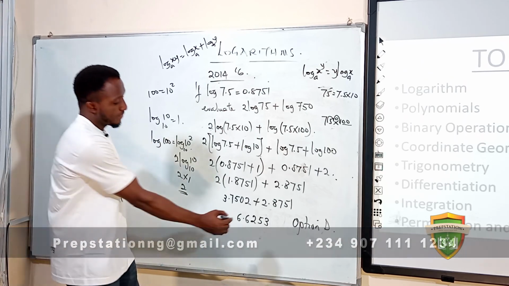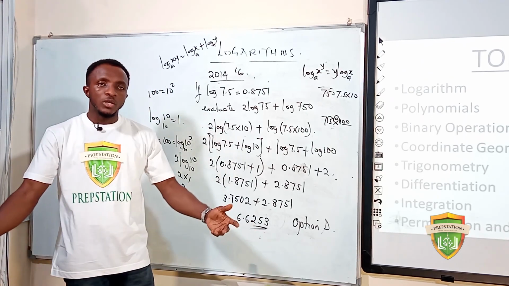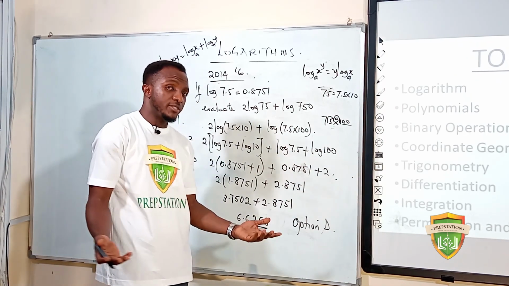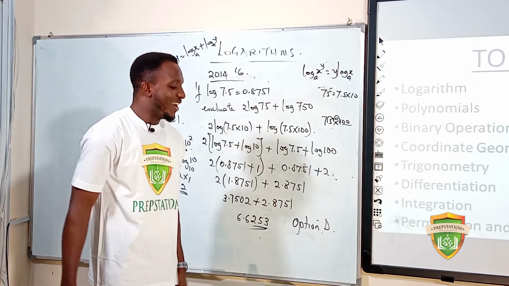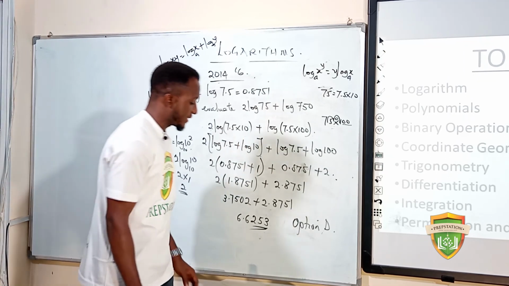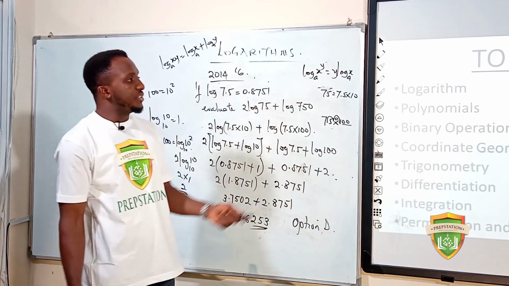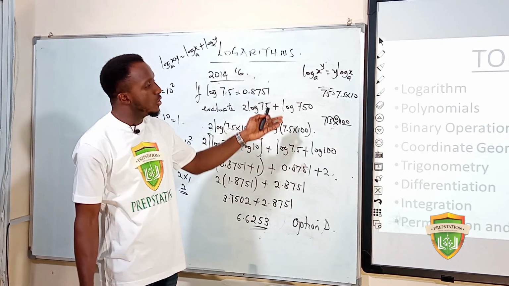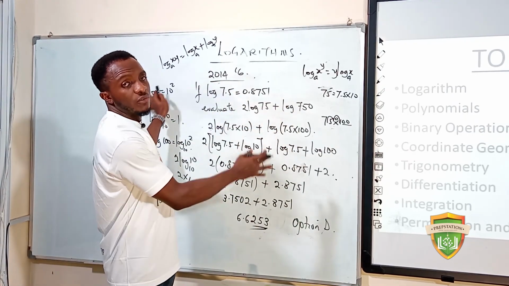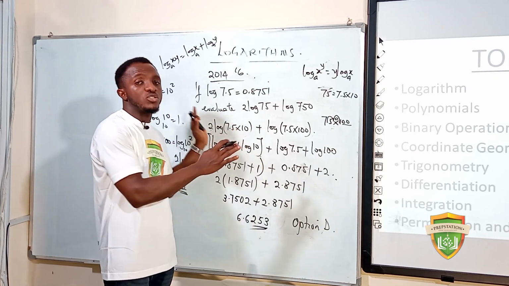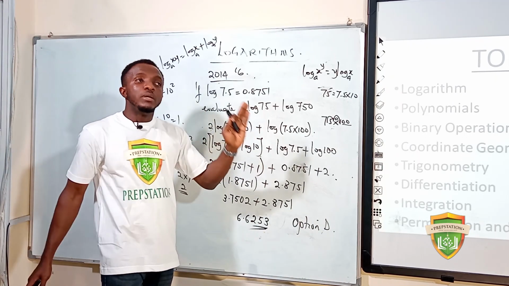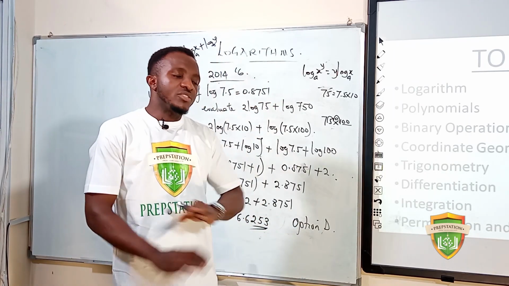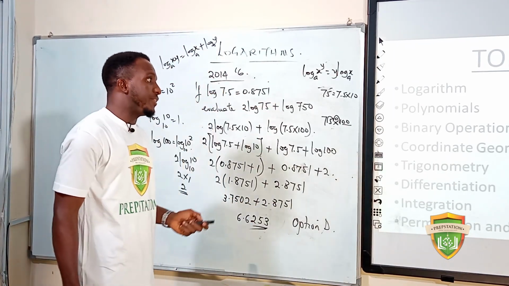6.6253. That is how simple logarithm is. So I decided to start with a simple one. Or maybe I should tell you that I started with the hardest one, right? Anyway, everything is simple in mathematics. So I'm done with logarithm. You can check the past questions for questions that have to do with the laws of logarithm. All the questions on logarithm in your math past question booklet are very, very simple and very, very easy.